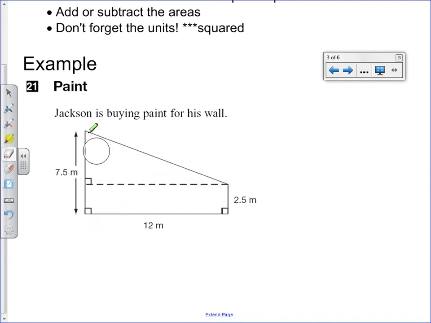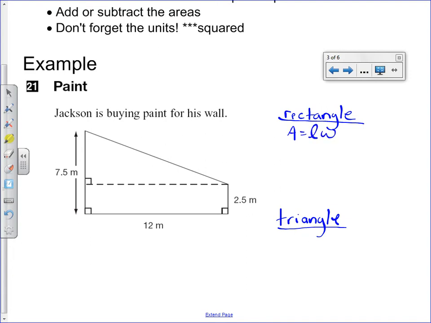Andrew, tell me one simple shape here. Okay, so I'm going to write here, rectangle. What's my second simple shape? Good. So I've identified my simple shapes. Ben, what am I going to write down for my rectangle? I want to write down a formula. What formula will I use for that? Good. A equals L times W.